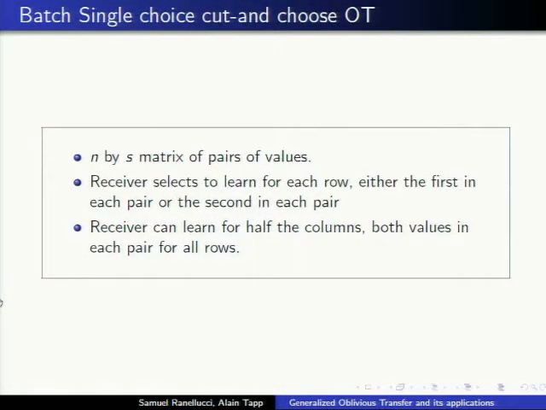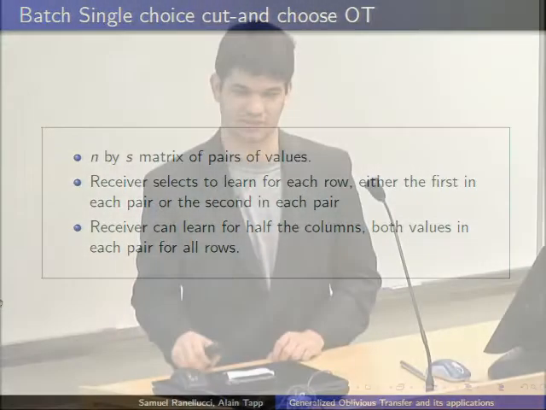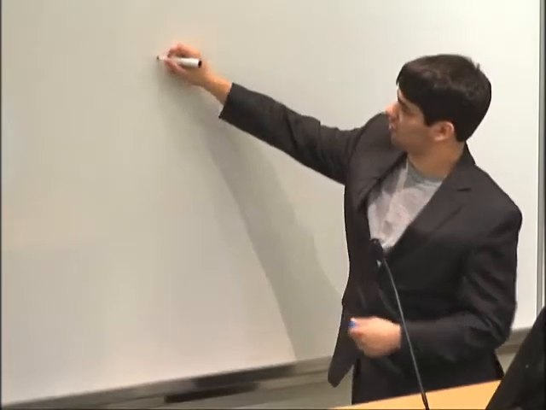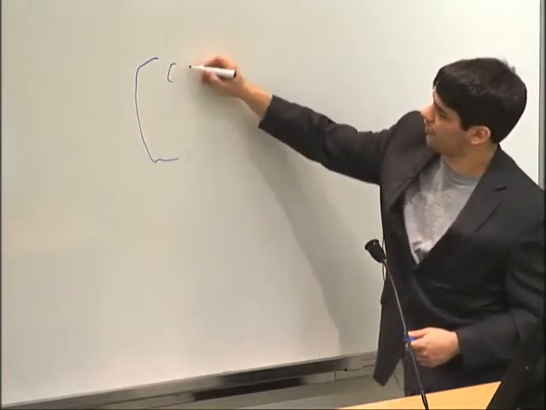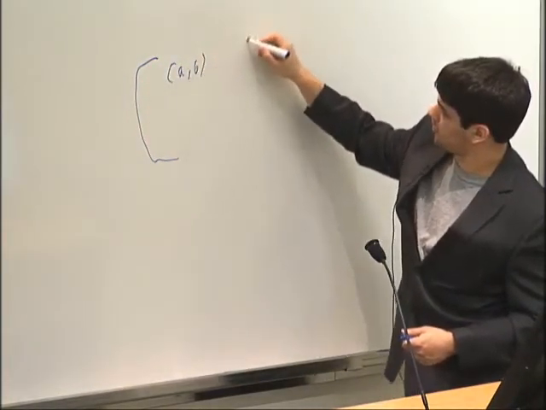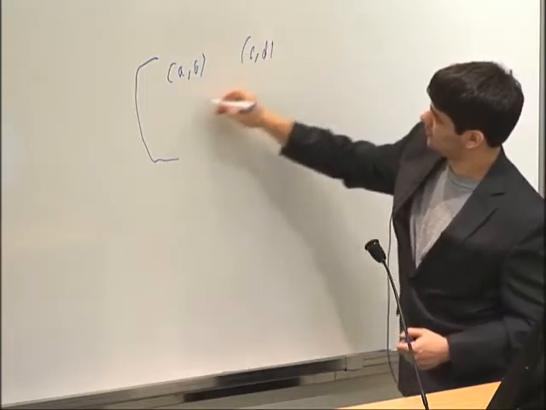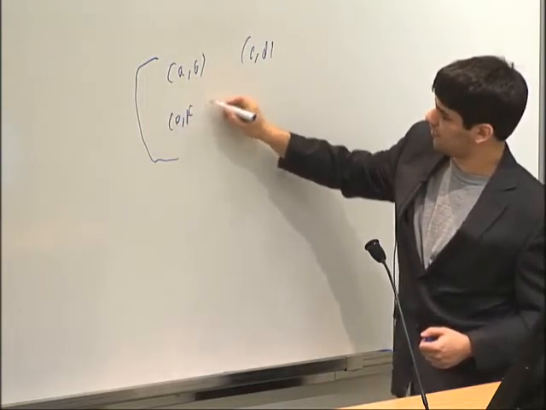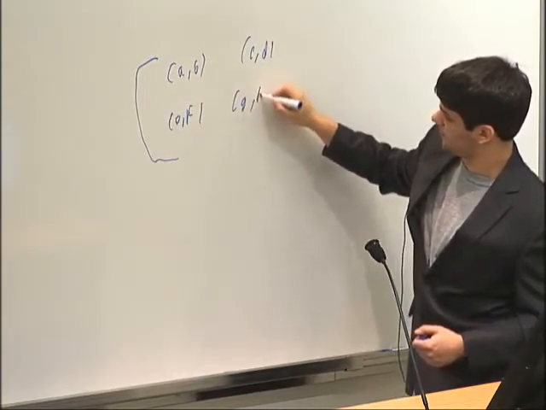So another application of generalized oblivious transfer is something called batch single choice cut and choose OT. This is a very strong type of OT. You have an N by S matrix of pairs of values. Just to make it concrete, I'll write an example here: A, B, C, D, E, F, and G, H.